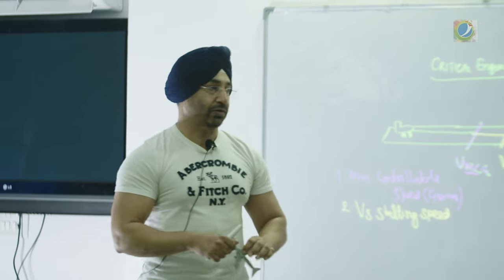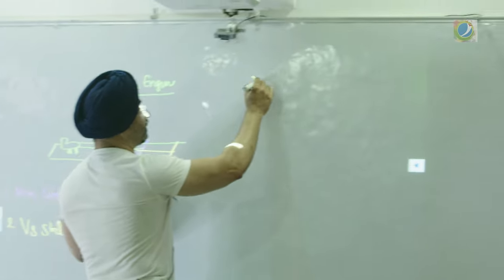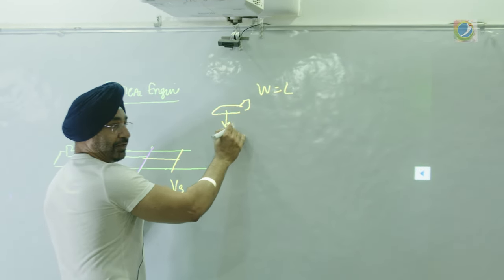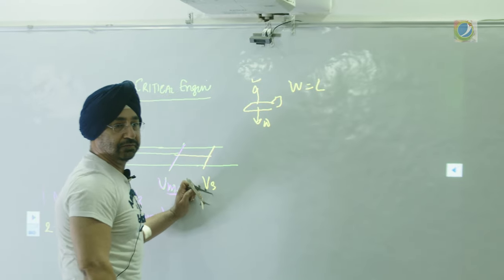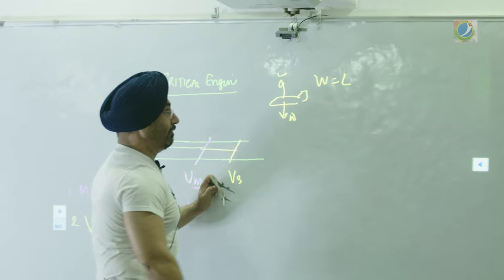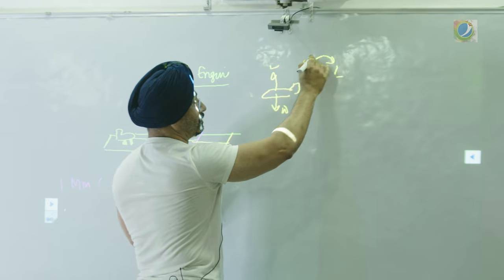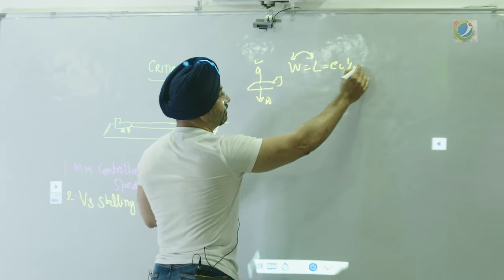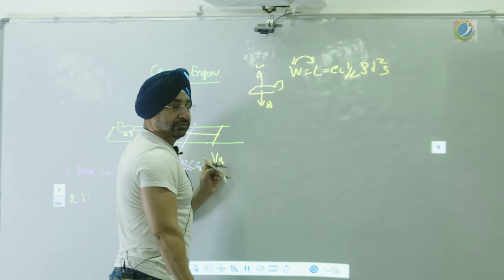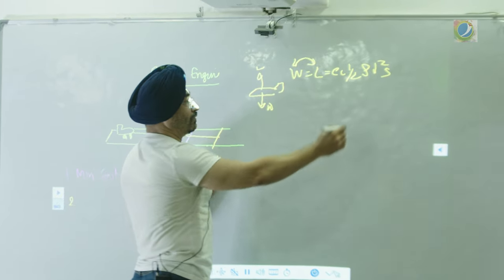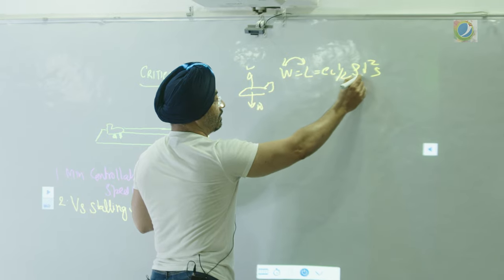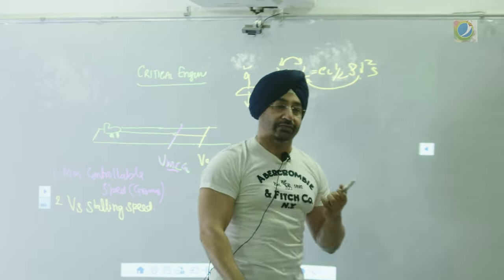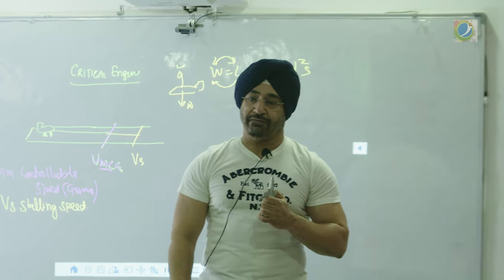Even when you learn the stall, it's simple: the whole weight of the aircraft is pulling it down, so you need lift, correct? If the aircraft has to fly, lift has to balance weight, L equals CL half rho V square S. Less than this speed, the lift will not be sufficient, and that's what we say: stall is the condition of flight where lift is not sufficient to balance the weight and aircraft descends.